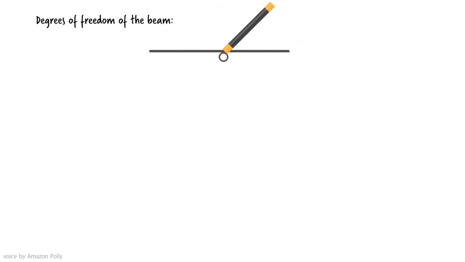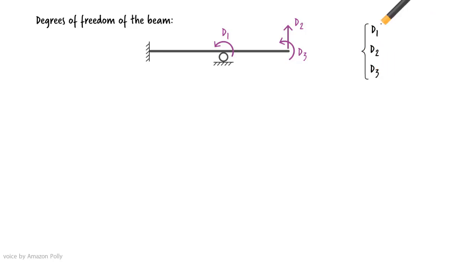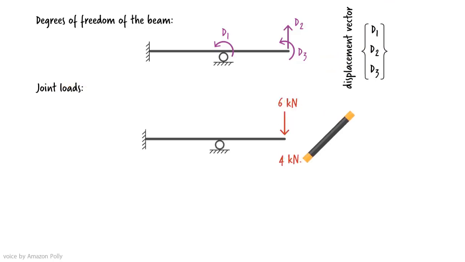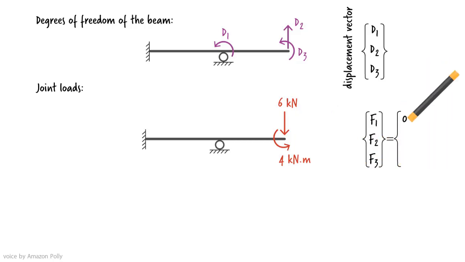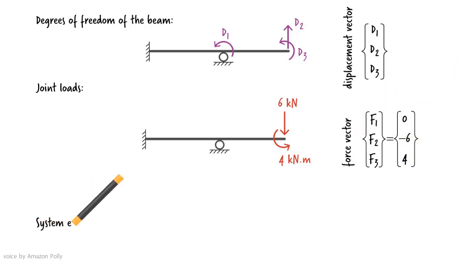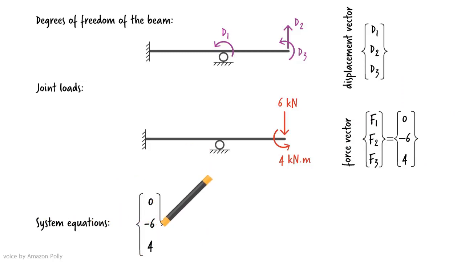The beam has 3 degrees of freedom: rotation at B, vertical displacement at C, and rotation at C. The corresponding joint loads, then, are... Now, we can write the system of equations having the displacement vector as its unknown.